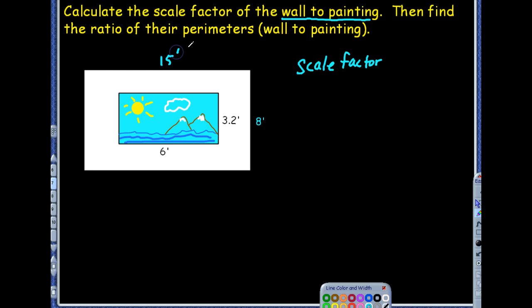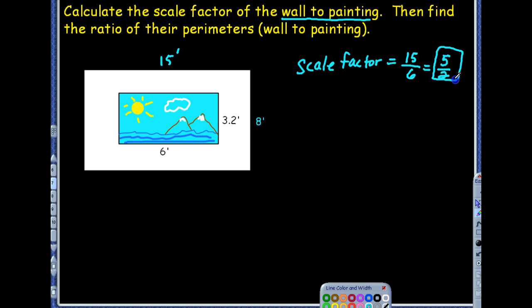Sorry about that. We can pick either the length to the length or the width to the width when we're making our scale factor. It won't matter. And now that we've got a 15 there, it sure helps. We could have done it with the two widths, but let's do our length to length. And since they say wall to painting, I want to do the wall first. So the 15 over 6, which can simplify to give us a 5 over 2.